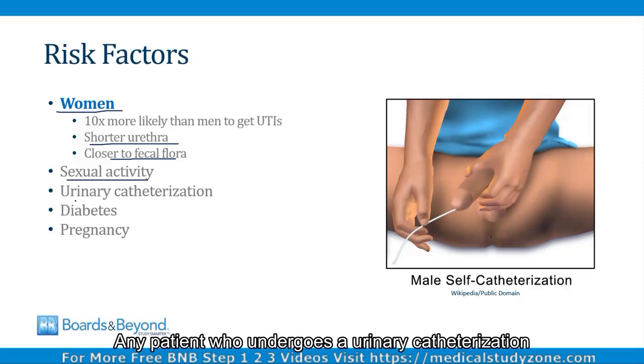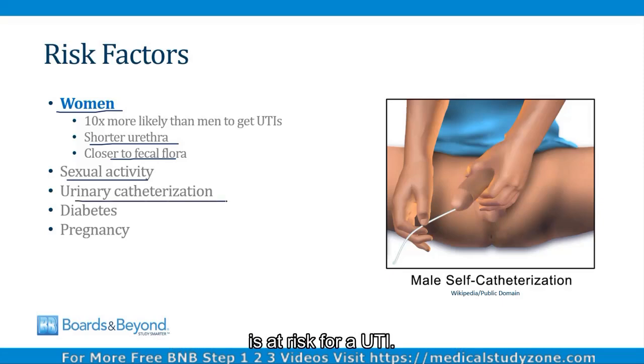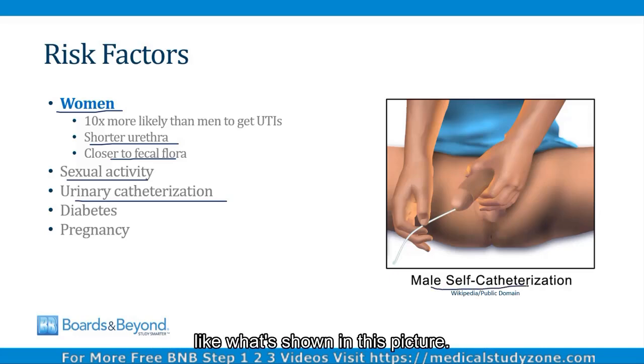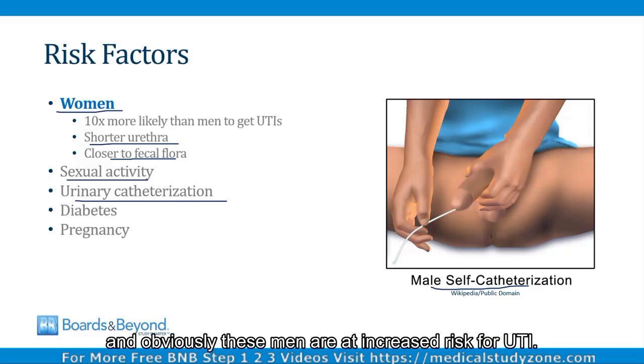Any patient who undergoes a urinary catheterization is at risk for a UTI. When you insert a foreign object like a catheter into the bladder, you can introduce bacteria. In particular, many men are taught to self-catheterize, like what's shown in this picture. Men who have severe BPH and are unable to fully empty their bladder can be taught to self-catheterize, and obviously these men are at increased risk for UTI.